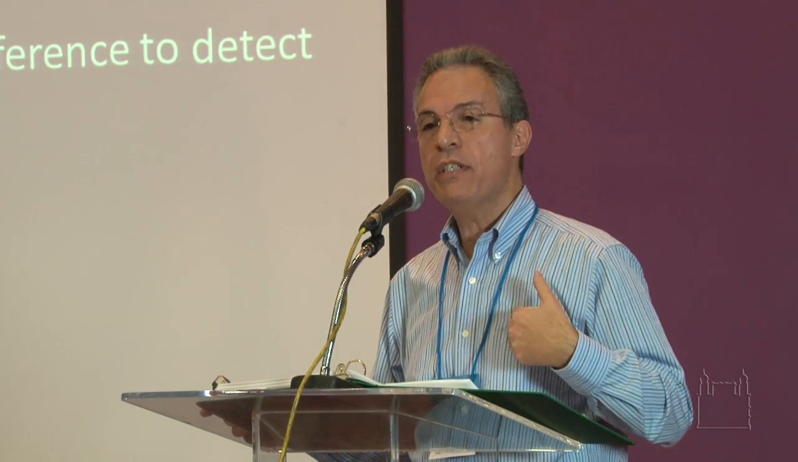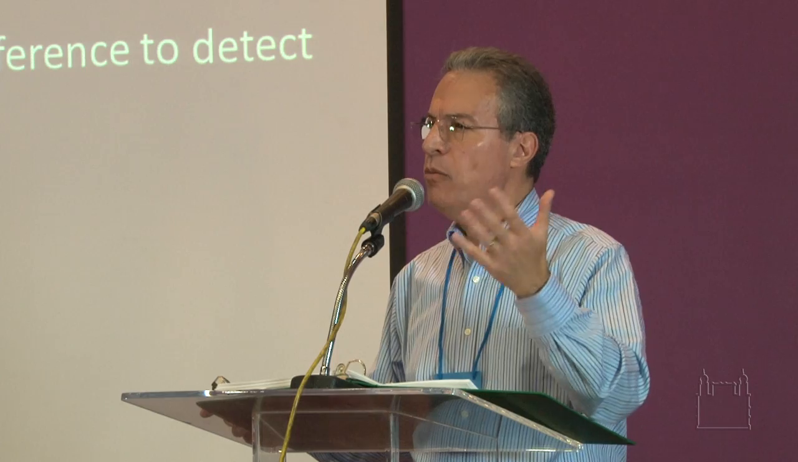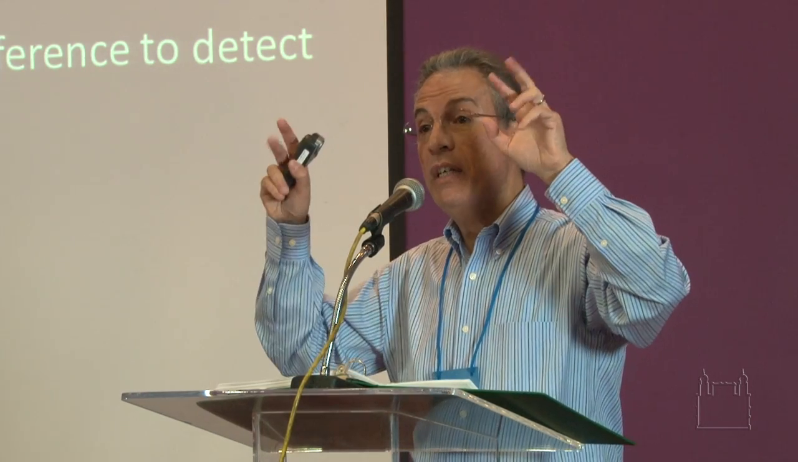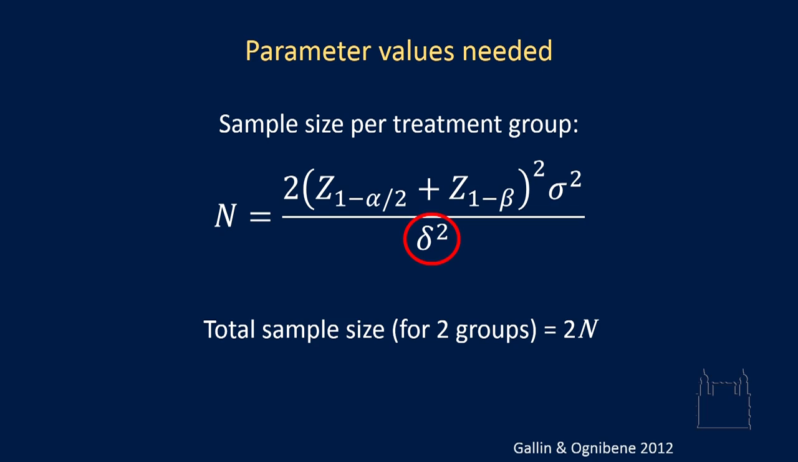They don't have to give the statistician one number. Maybe they can give us two or three numbers or a range. And then we'll try to see how things work out. And that's in my presentation of sample size and power. I'll show you that. Now, where in the formula does it come from? It comes from that delta squared. That's where in the formula is that minimum clinically meaningful difference.